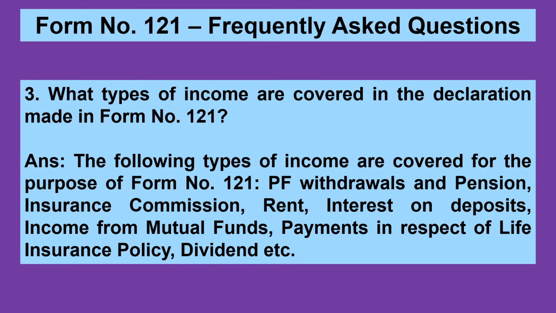Question. What types of income are covered in the declaration made in Form number 121? Answer. The following types of income are covered for the purpose of Form number 121: PF withdrawals and pension, insurance commission, rent, interest on deposits, income from mutual funds, payments in respect of life insurance policy, dividend, etc.